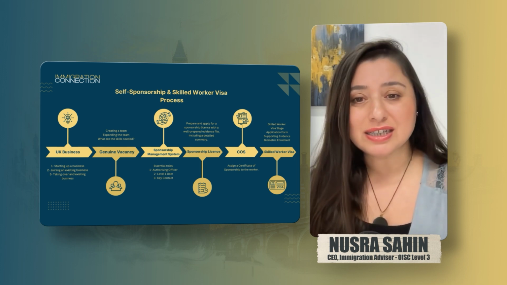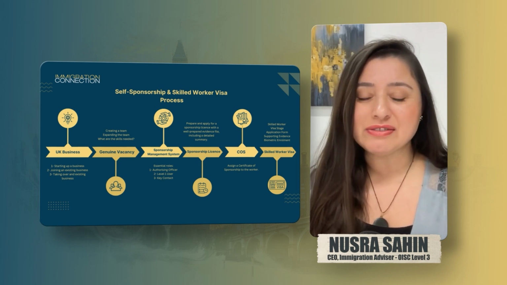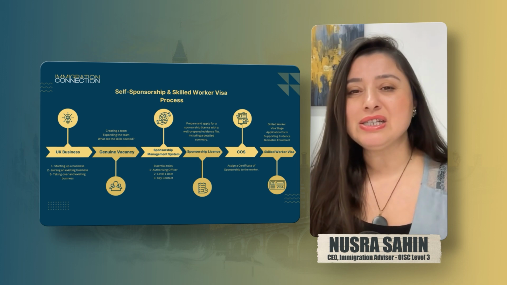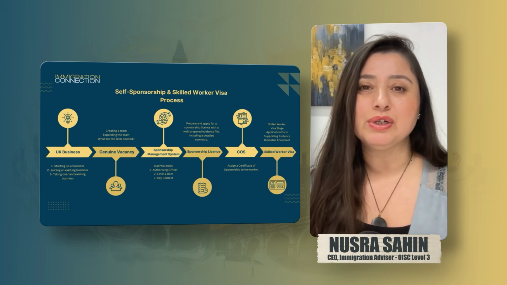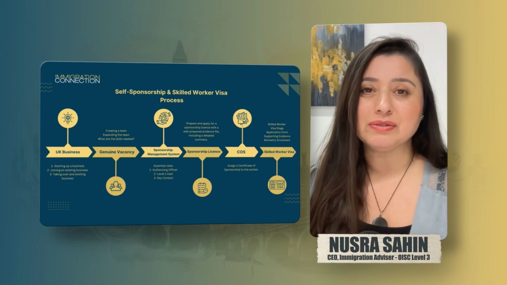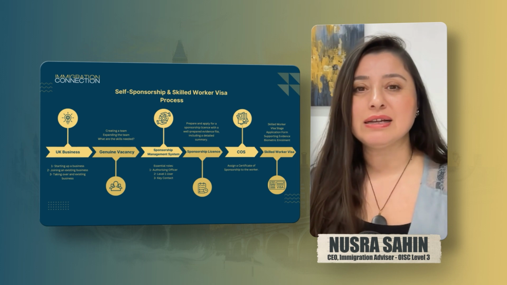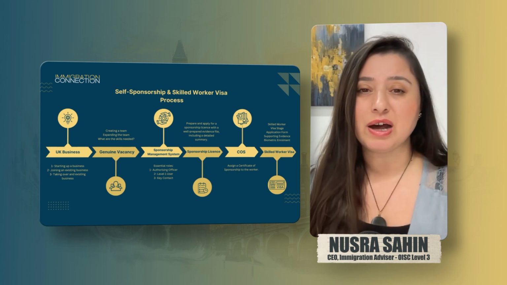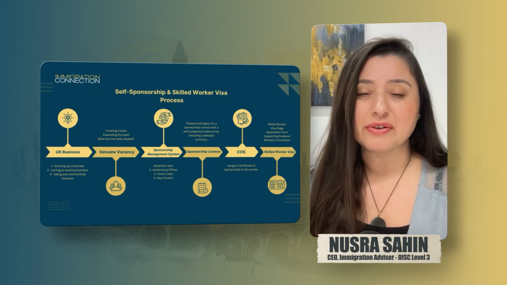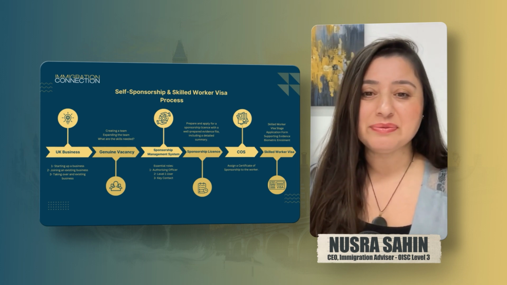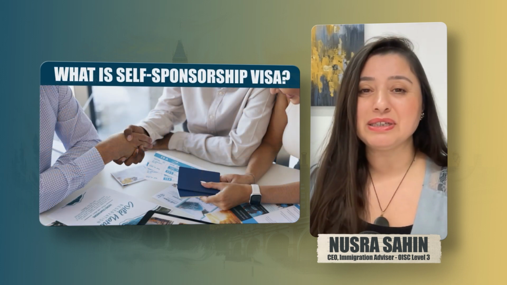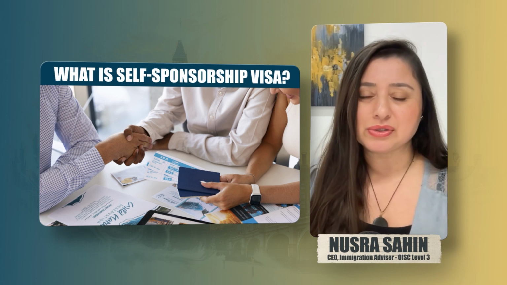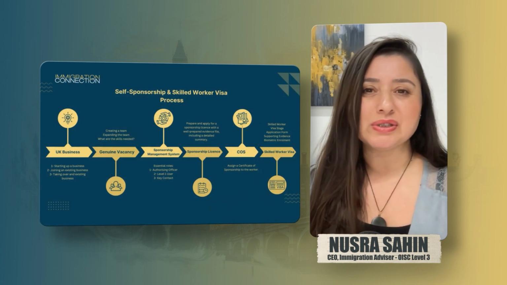Here I have a chart to show the self-sponsorship process, but this chart is actually applicable to a typical sponsorship license plus skilled worker visa type of application project life cycle. Before we dive deep into this process, first let me define the self-sponsor. Who is a self-sponsor and what is this?